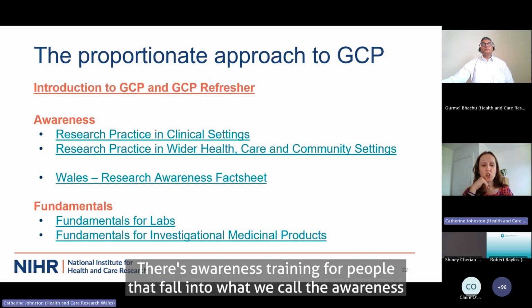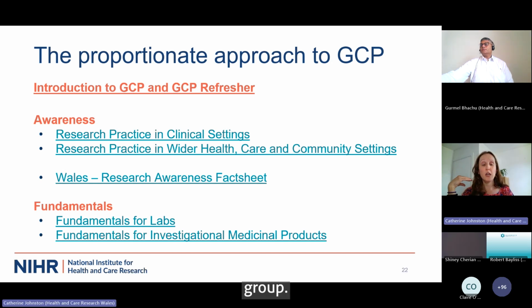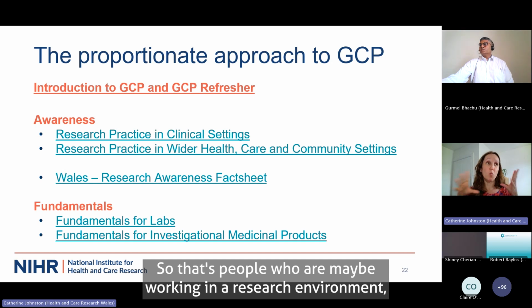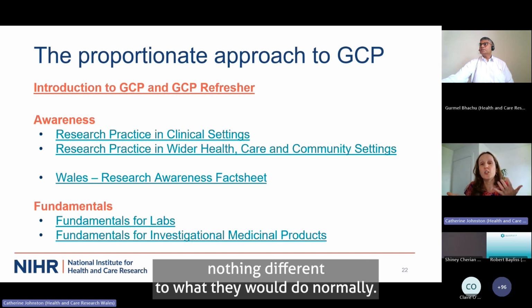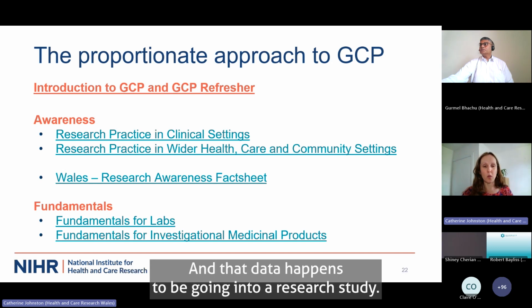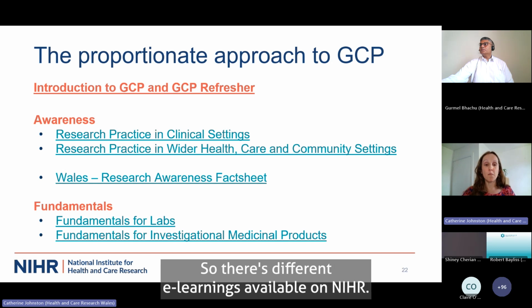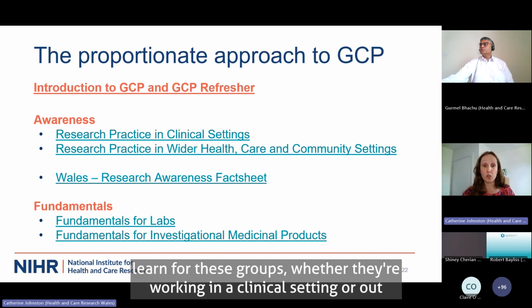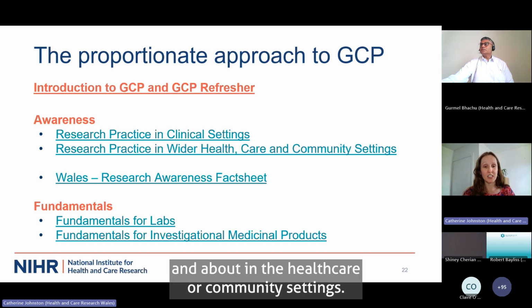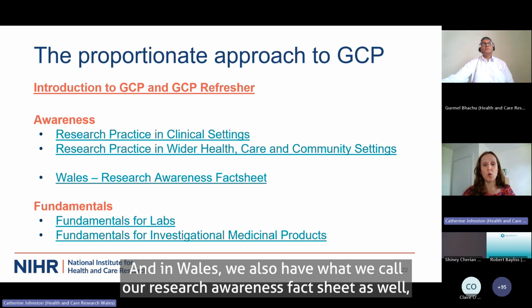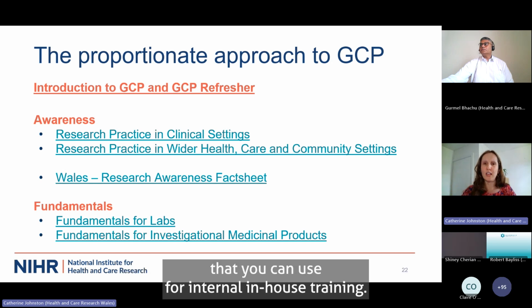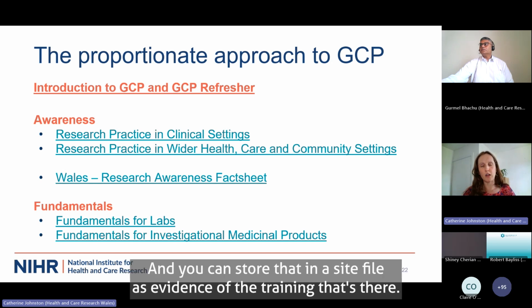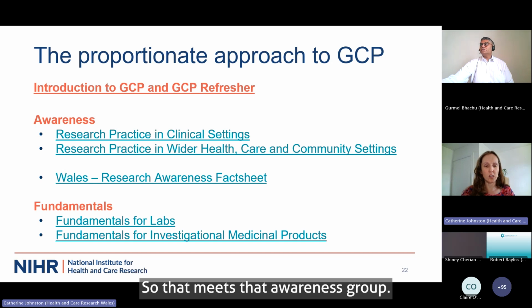There's awareness training for people that fall into what we call the awareness group. So that's people who are maybe working in a research environment, but they're not directly involved in it, or they're conducting their normal duties, nothing different to what they would do normally, and that data happens to be going into a research study. So there's different e-learnings available on NIHR Learn for these groups, whether they're working in a clinical setting or out and about in the healthcare or community settings. And in Wales, we also have what we call our research awareness fact sheet as well, that's available for people that meet this awareness group that you can use for internal in-house training, and you can store that in a site file as evidence of the training that's there. So that meets that awareness group.